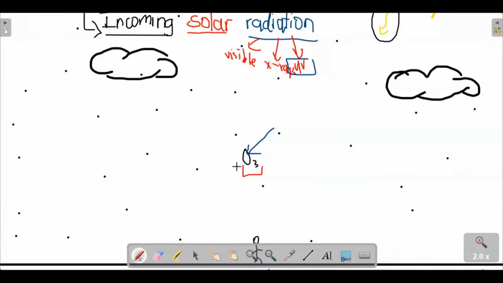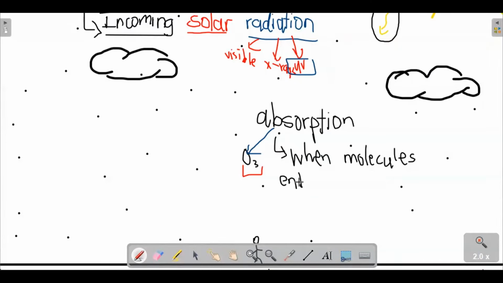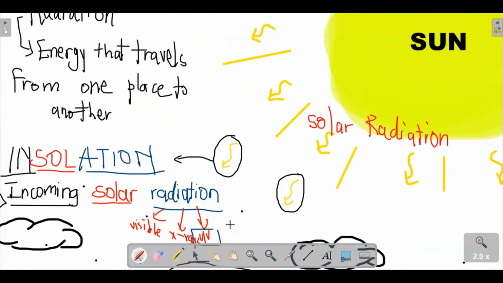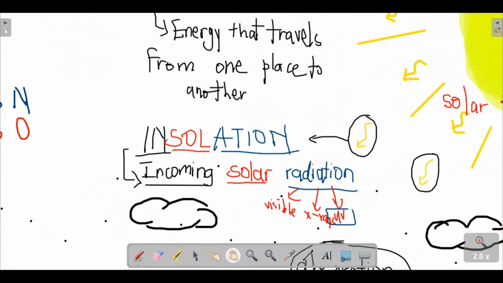Okay, we'll also talk about greenhouses, which trap or absorb heat. We call this absorption. This is when molecules entrap or take in, or keep it in. That's absorbing. When you absorb something, you are taking it in. You are entrapping. So when molecules entrap radiation, that is what we call absorption. This is when molecules entrap or take in radiation, we said.